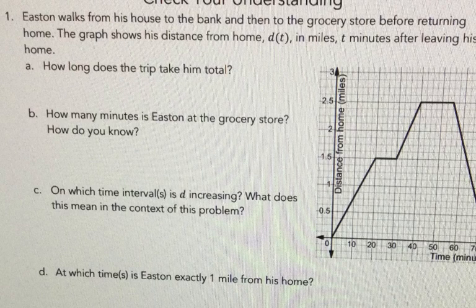So Easton walks from his house to the bank and then to the grocery store before returning home. The graph shows his distance from home, D of t, in miles t minutes after leaving his home. First question, how long does the trip take him in total?